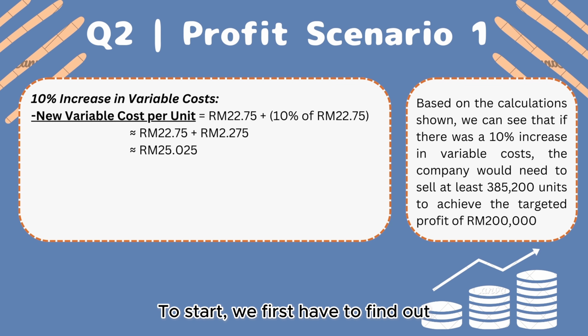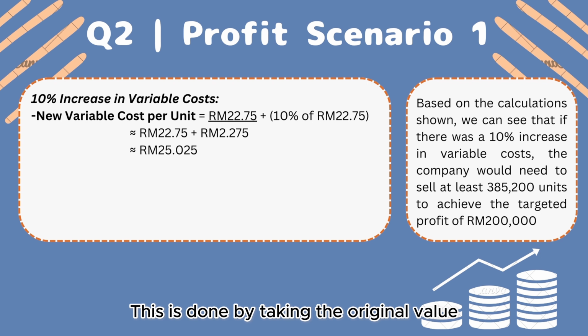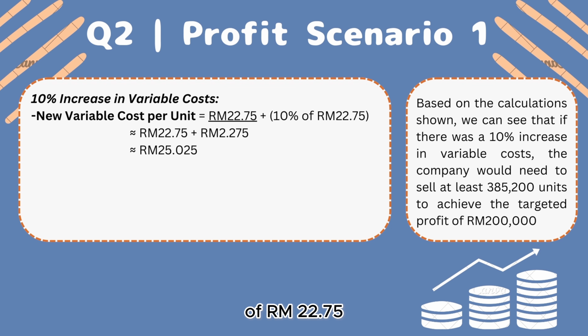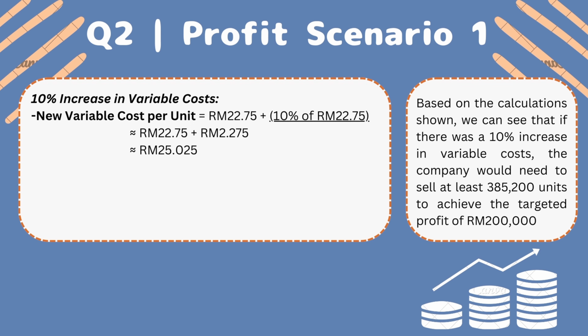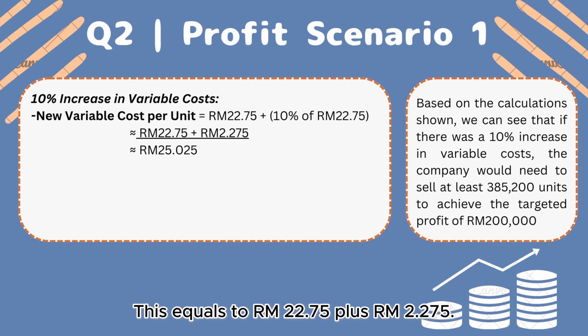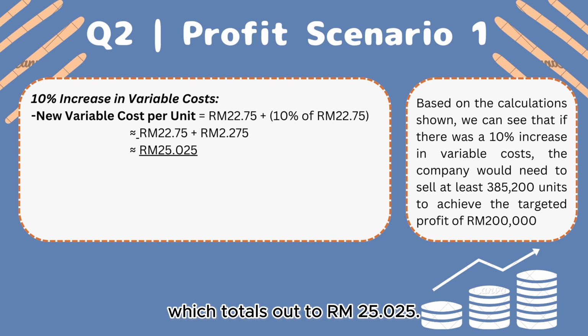Profit Scenario 1. This scenario talks about the 10% increase in variable costs. To start, we first have to find out what the new variable cost would be. This is done by taking the original value of RM22.75 and then adding it with 10% of RM22.75. This equals RM22.75 plus RM2.275, which totals out to RM25.025.